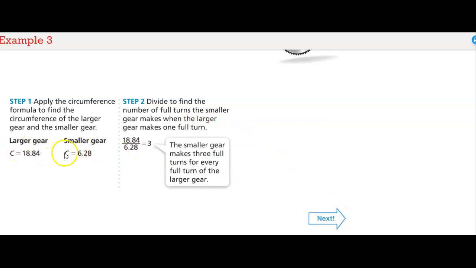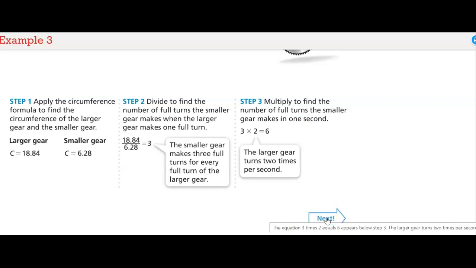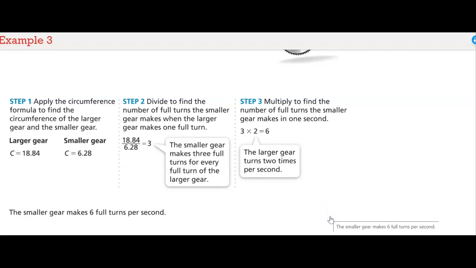So you take the circumferences and divide them, and you get 3. So the smaller gear makes 3 full turns for every full turn of the larger gear. Step 3 is to multiply to find the number of full turns the smaller gear makes in 1 second. So you take the 3 and multiply it by 2, which is the number of times the larger gear turns in a second, and then you get 6. So the smaller gear will make 6 full turns every second.